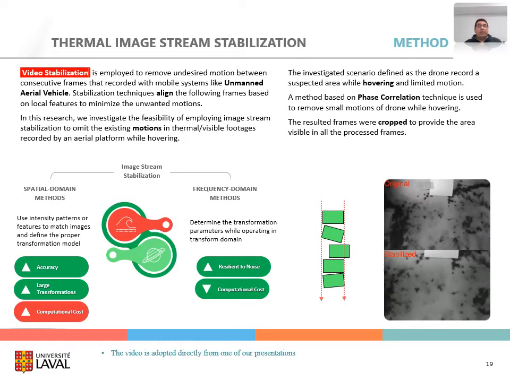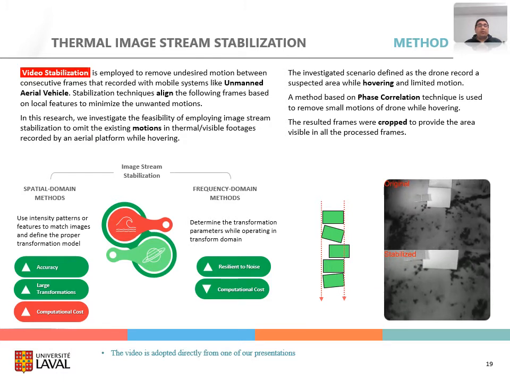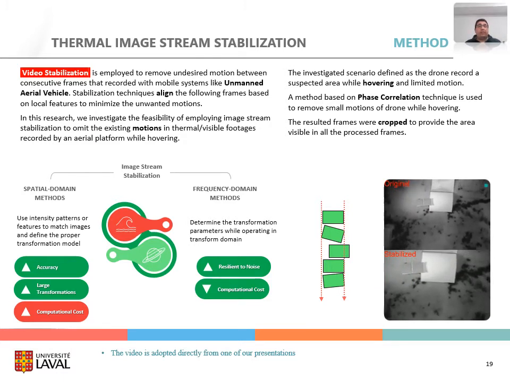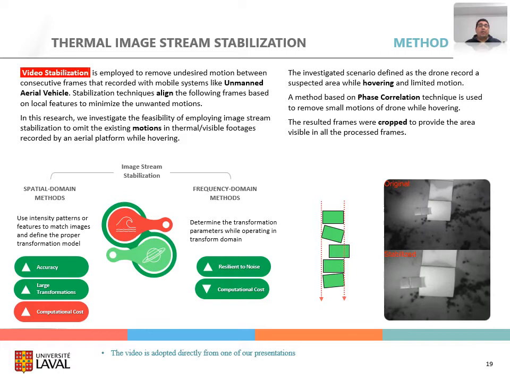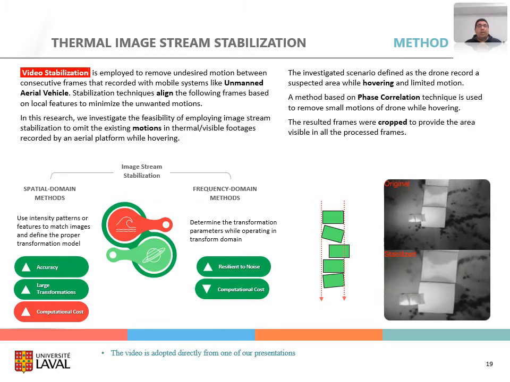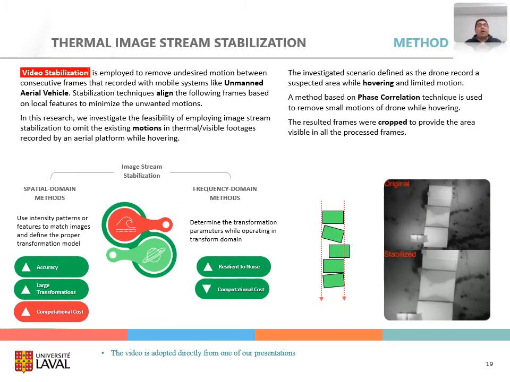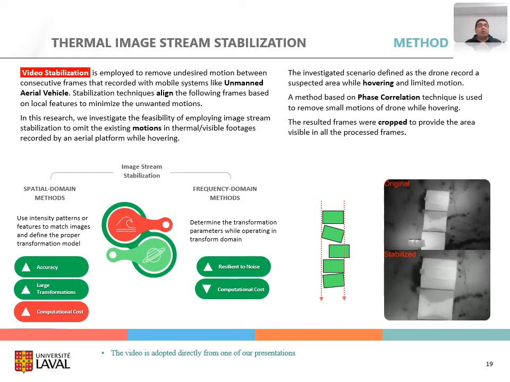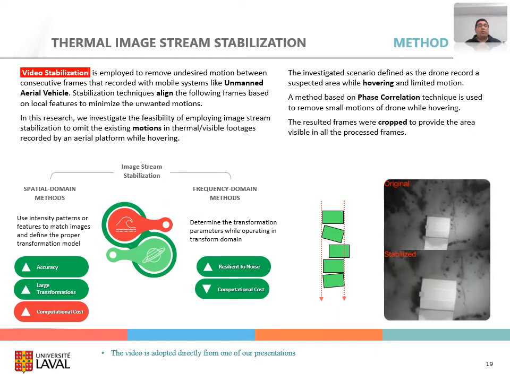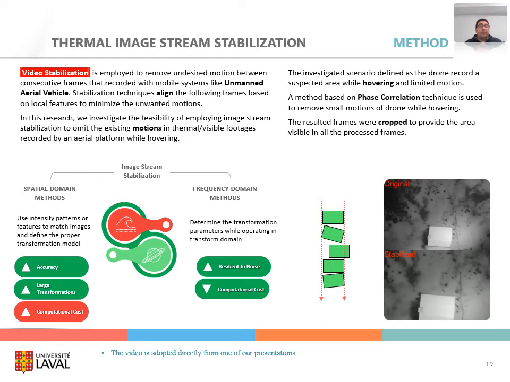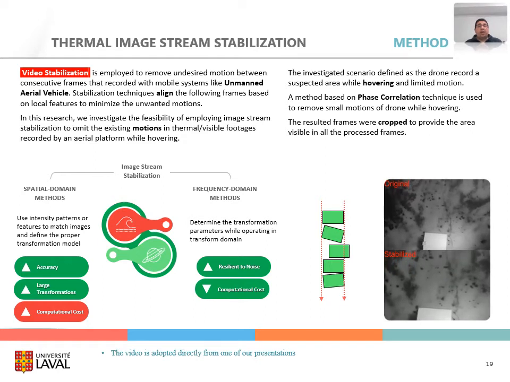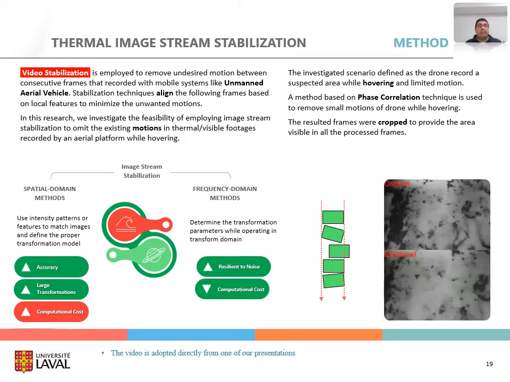Video stabilization is employed to remove undesired motion between consecutive frames recorded with mobile systems like drones. Stabilization techniques align the following frames based on local features to minimize the unwanted motions. In this research, we investigate the feasibility of employing image stream stabilization to omit the existing motions in thermal or visible footage recorded by an aerial platform while hovering.